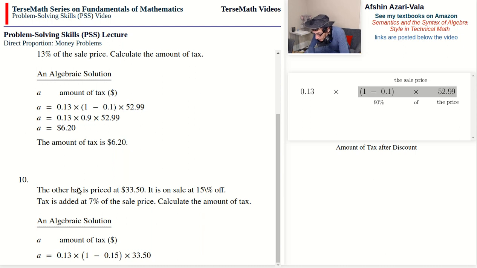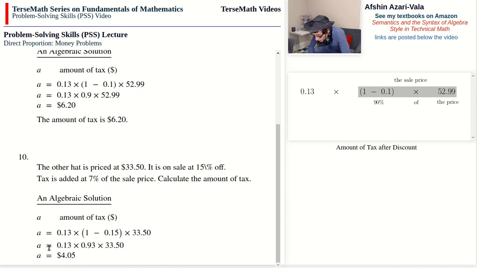Okay, there we go. So you start with the price, $33.50, then multiply by 85%. 100% minus 15%. 15% is the rate of discount. And if you subtract it from 100%, then you end up with 85%, and that's the percentage that you pay. You pay 85% of the price. So this is the sale price, and then we find 13% of the sale price as the amount of tax.